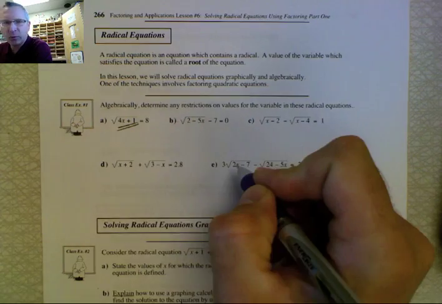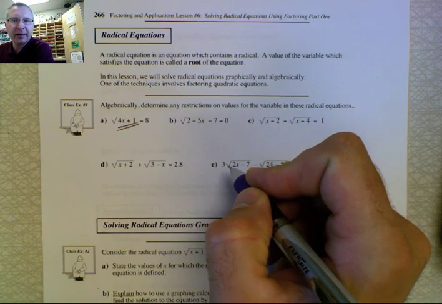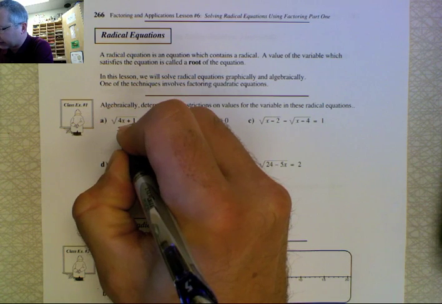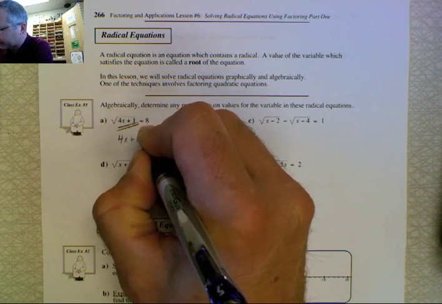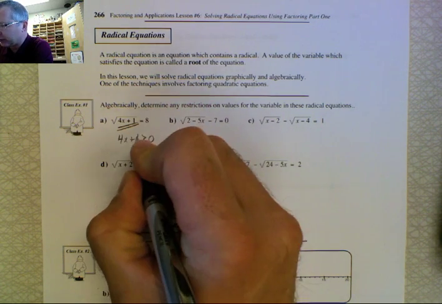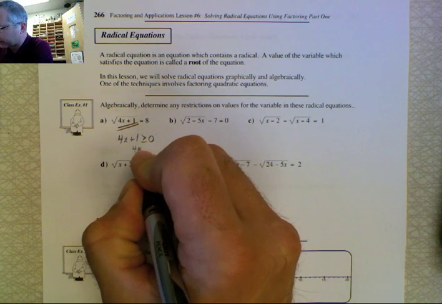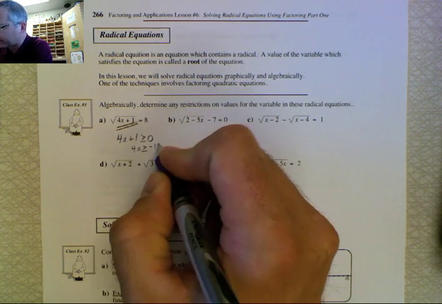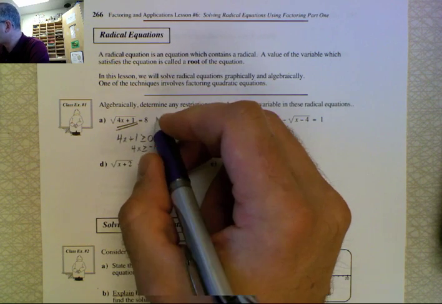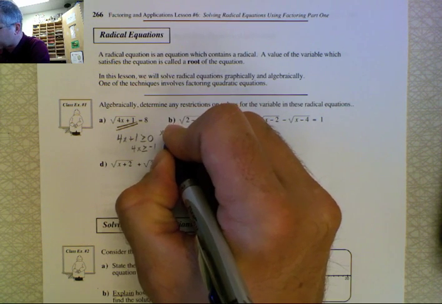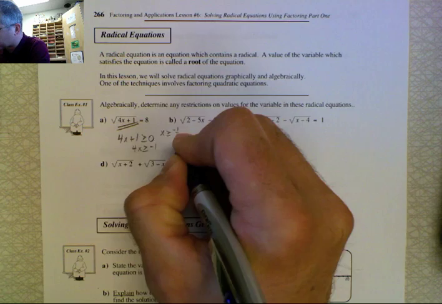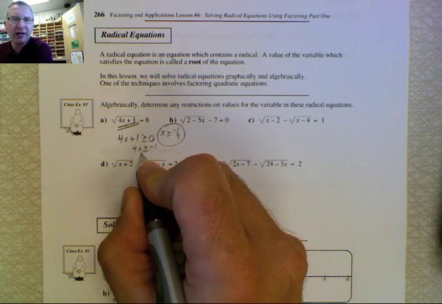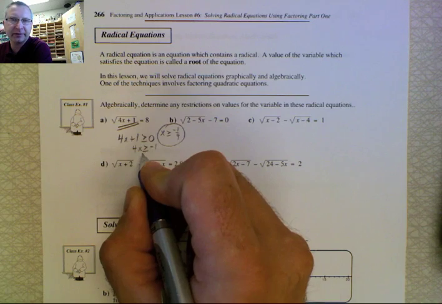Remember that whatever's underneath the radicand has to be greater than or equal to 0. So we get 4x plus 1 is greater than or equal to 0. We subtract 1, we get 4x is greater than or equal to negative 1, and we divide by 4, and we end up getting x is greater than or equal to negative 1/4. We do not change the direction of the sign here because we did not divide by a negative.